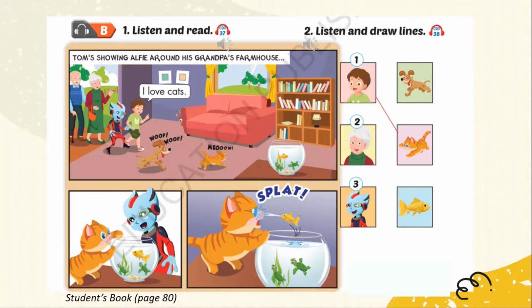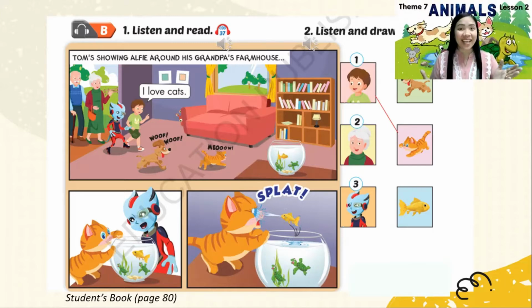What about you, Grandma? I love dogs. 3. Tom, look at the fish and the cat. I love fish. They're very funny.